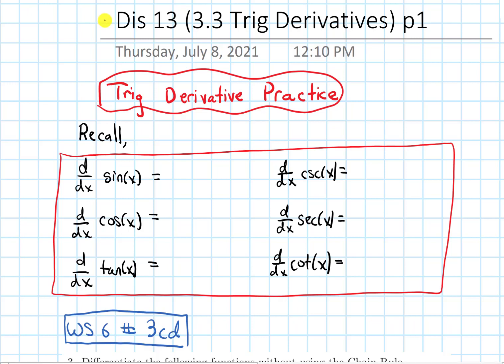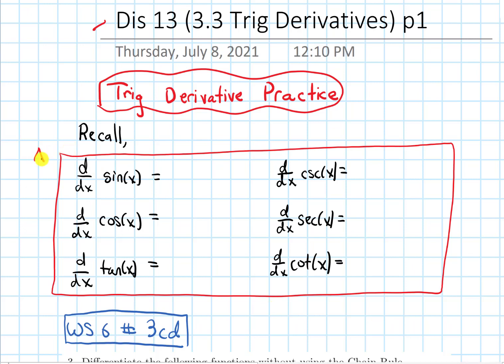Welcome to discussion 13. In today's discussion, we'll be focusing on section 3.3 on trig derivatives. In this video, we'll focus on some trig derivative practice problems. So first, let's recall our formulas for the derivatives of our trig functions.